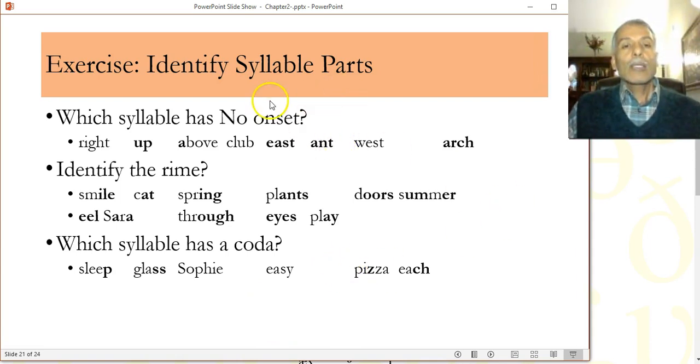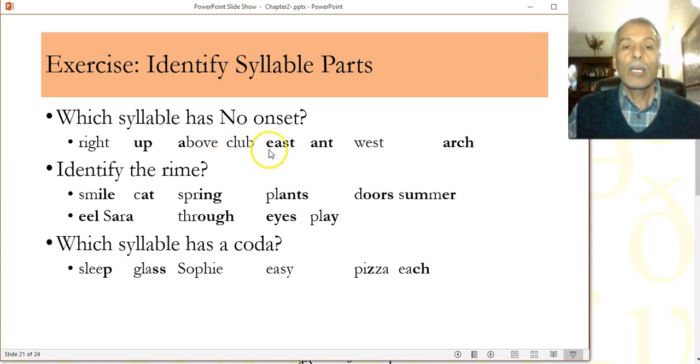So now let's look at the parts. This is an exercise. Which syllable has no onset? "Up" is one single syllable, but it doesn't have a consonant before the vowel. That's the one. "Above" is one syllable... it doesn't have an onset. And then "club" does.